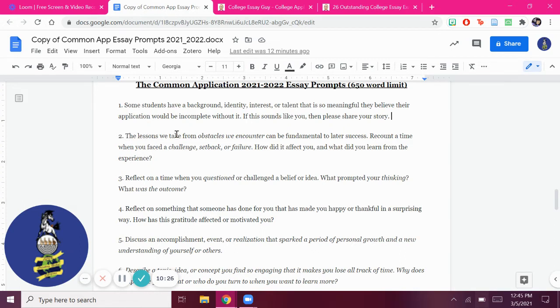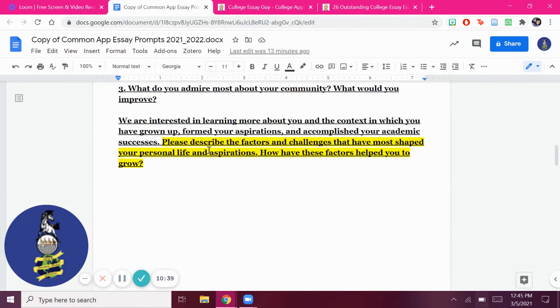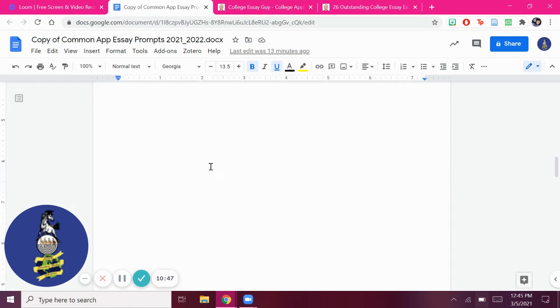2, the lessons we take from obstacles we encounter can be fundamental to later success. Recount a time when you faced a challenge, setback, or failure. How did it affect you, and what did you learn from the experience? So here, I would say that this is particularly similar to the 650 word prompt on the QuestBridge application.